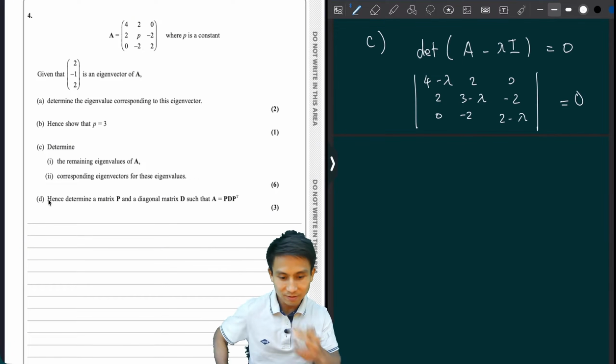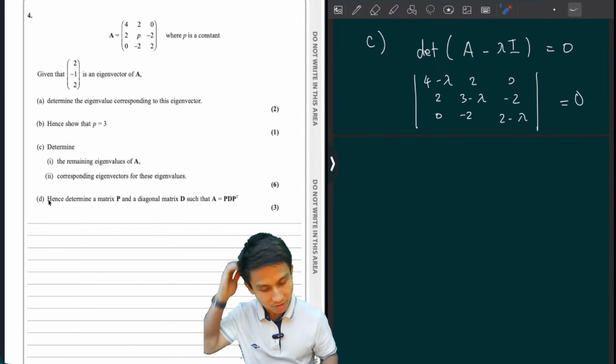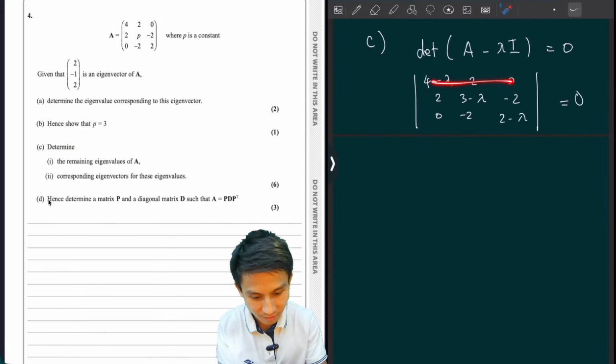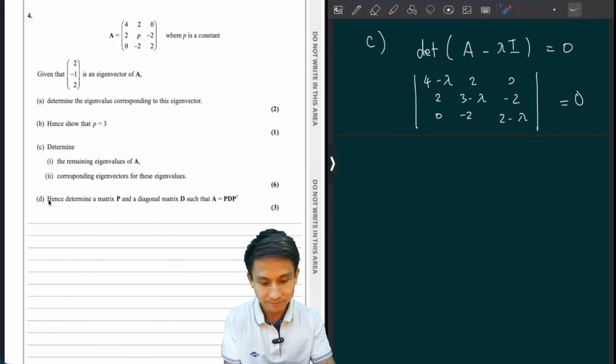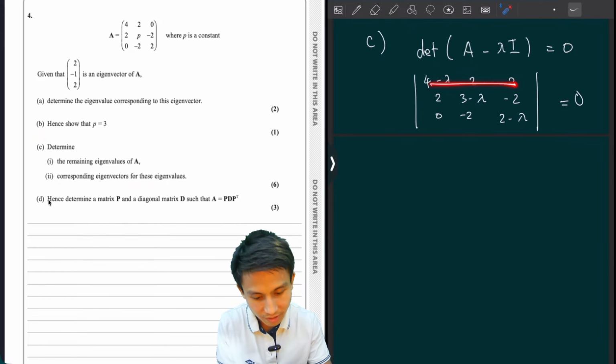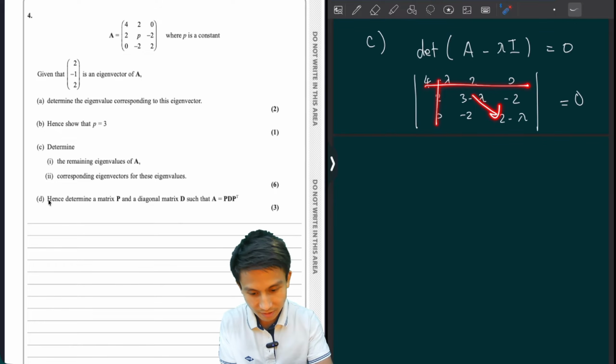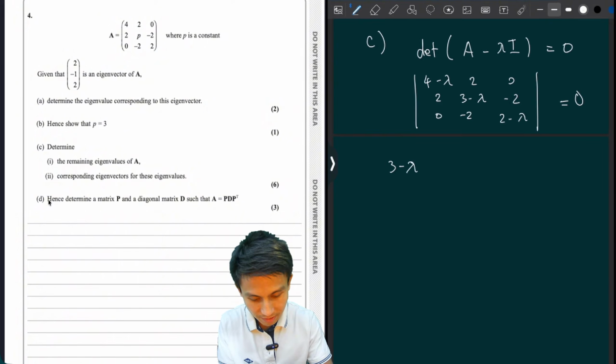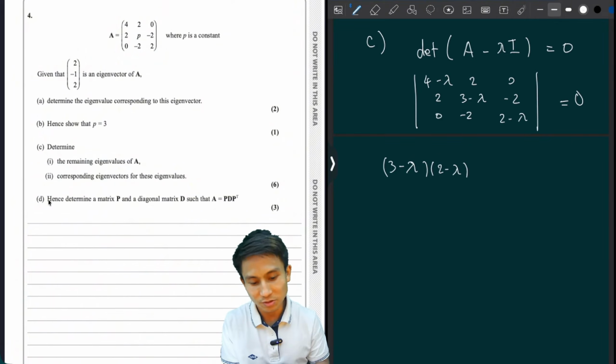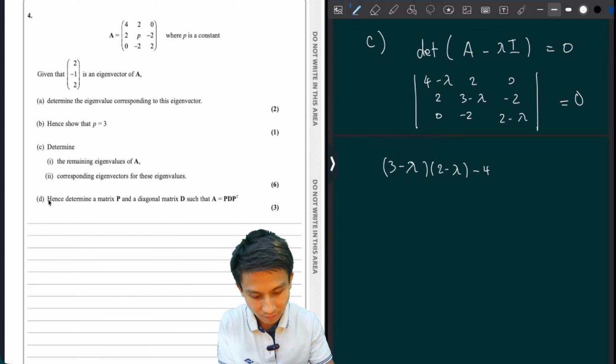That's how you find eigenvalues. So for the determinant of this, the easiest way is probably to take the top row and find the minors. So I'm going to do that first. So that's 3 minus lambda times 2 minus lambda, minus 2 times minus 2, so that's minus 4.